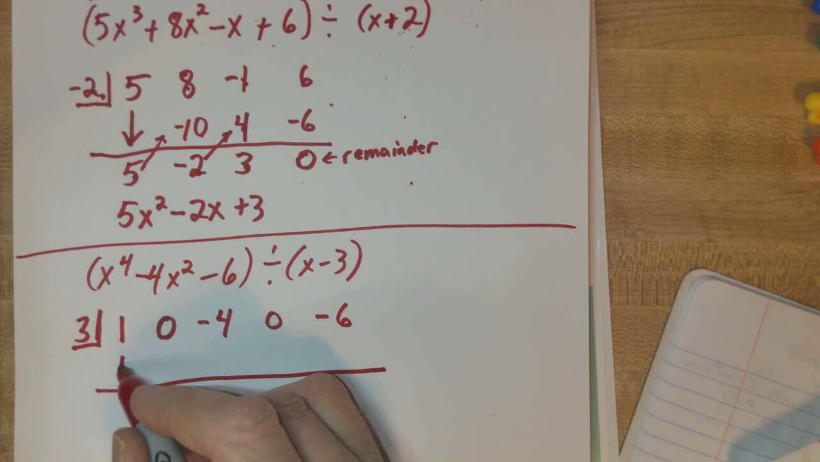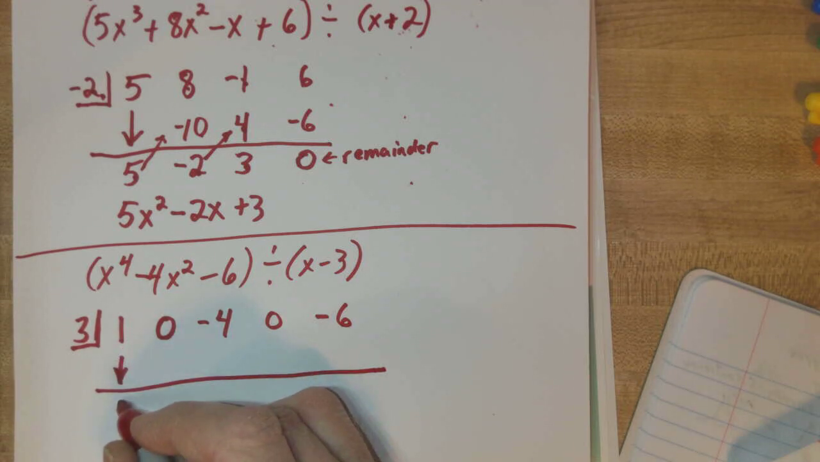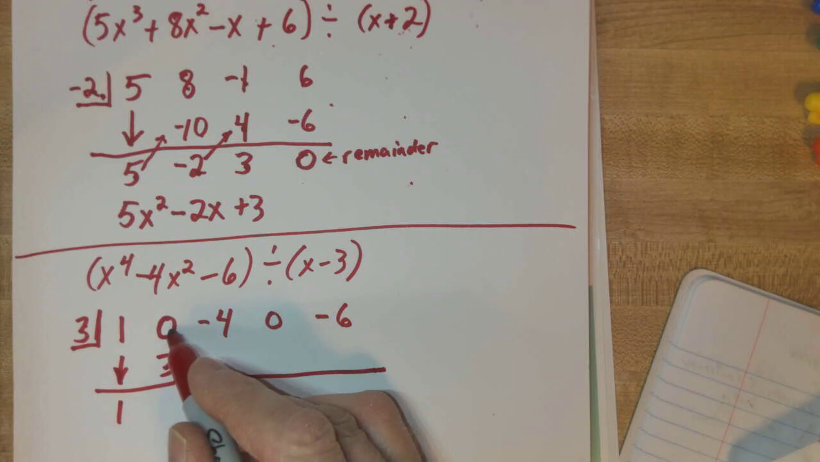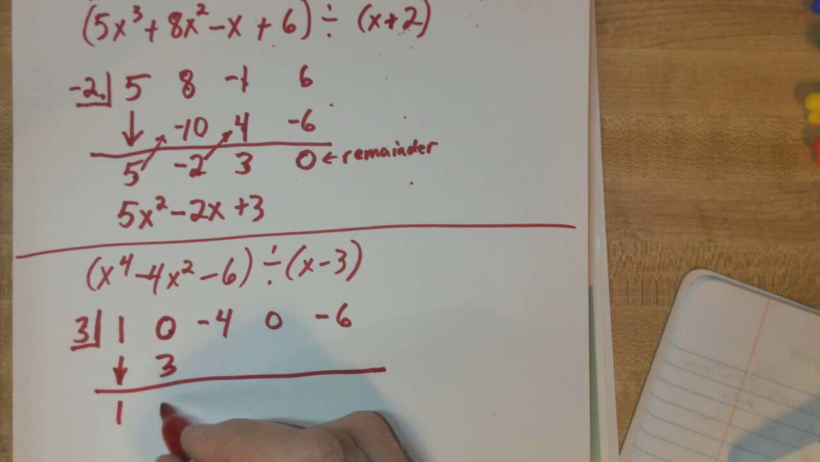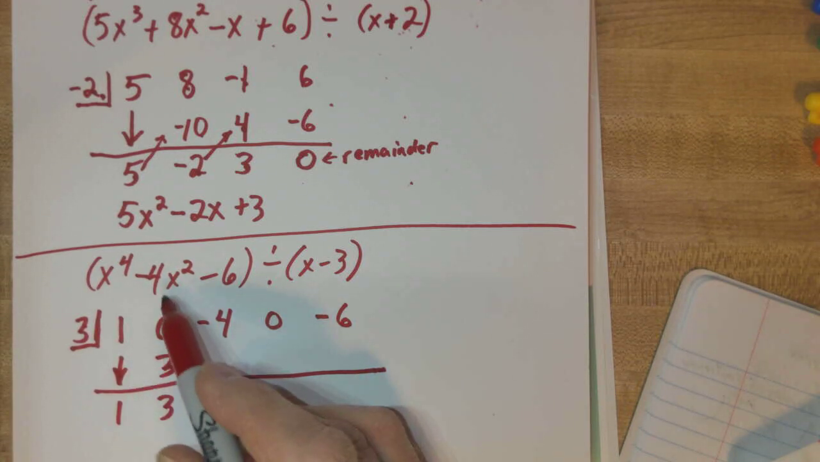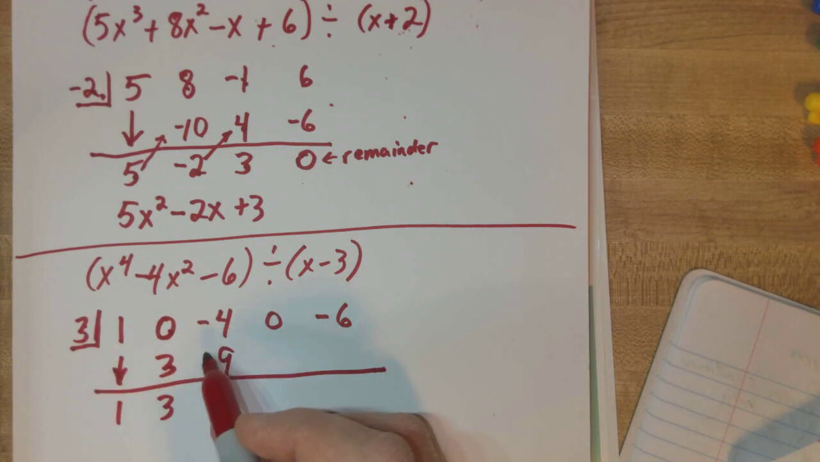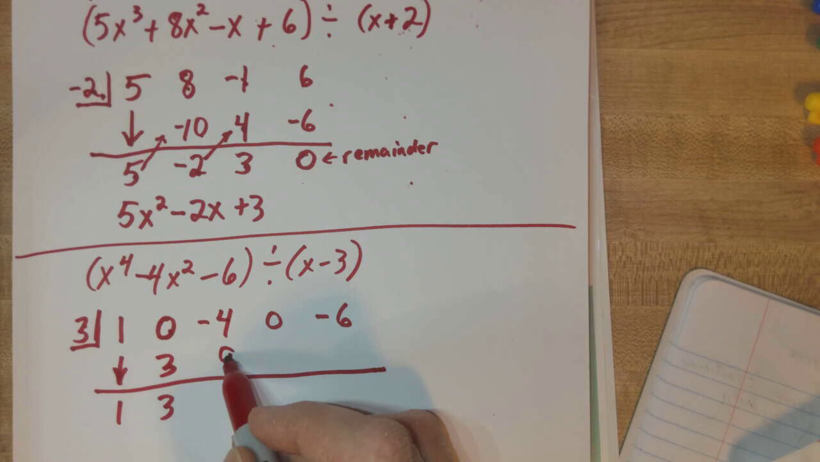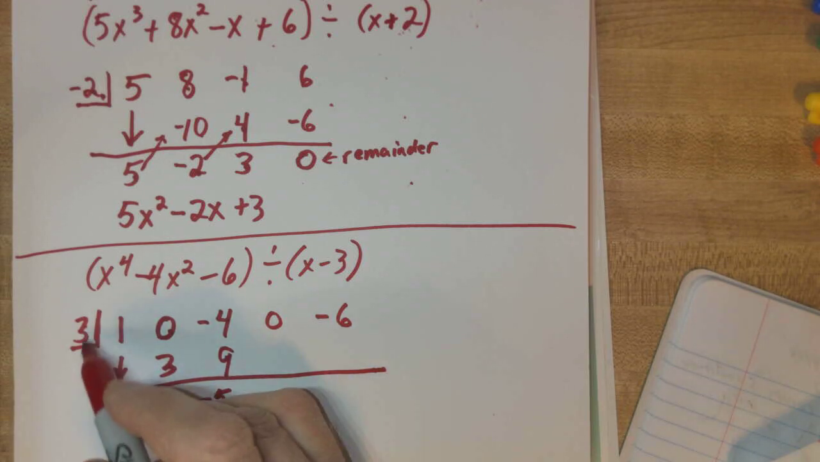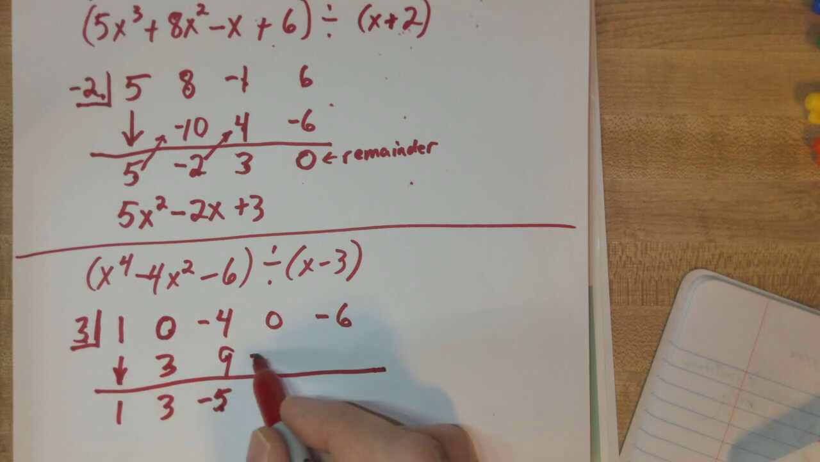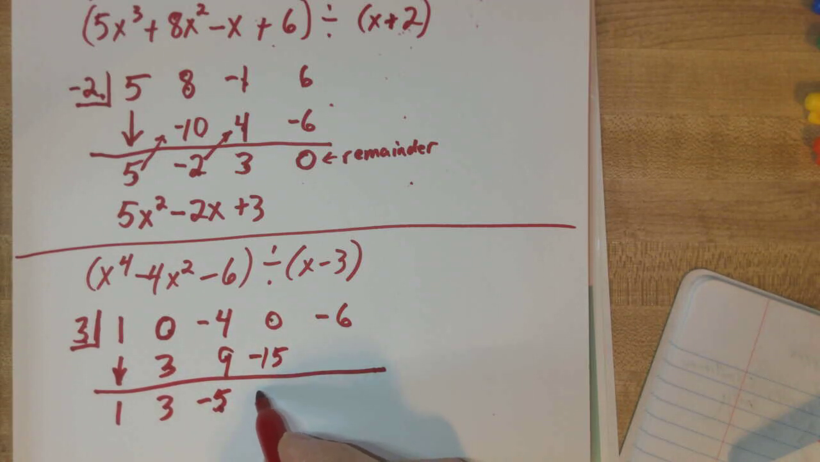Okay. I will bring down the 1 and then multiply. 3 times 1, that's 3. 0 plus 3 is 3. So you add in the columns all the time. 3 times 3, that's 9. Negative 4 plus 9, that's negative 5. You multiply 3 times the number below the line. 3 times negative 5 is negative 15. 0 plus negative 15 is negative 15.